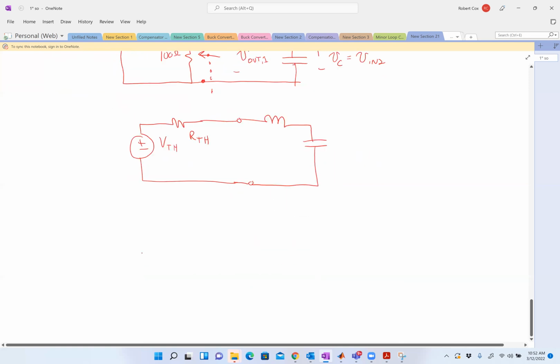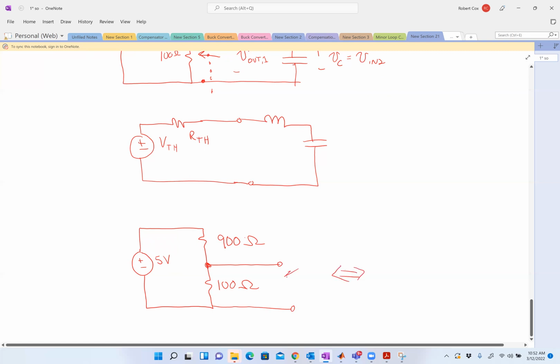So if I said to you, here's 5 volts, and here's 900 ohms, and here's 100 ohms, a Thevenin equivalent basically says replace this circuit with an entirely equivalent circuit from the perspective of these terminals. So something where I have another voltage source and a single resistor. This is a really powerful theorem when we're doing any kind of real electrical design.